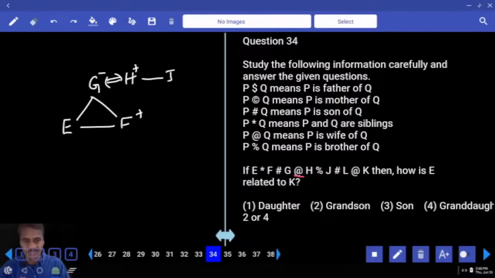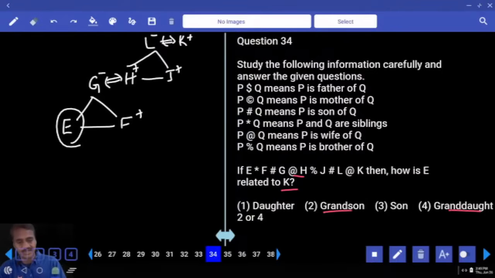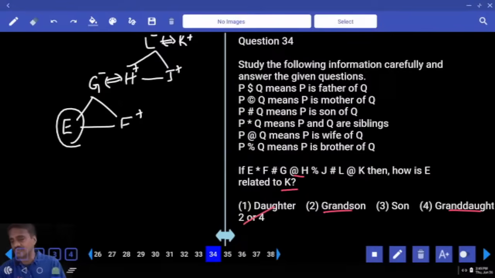And J # means J is the son of L. Now these two persons are the children of L. L @ means L is the wife of K. Then according to this, how is E related to K? Now the gender of E is not known, so E can be grandson or granddaughter. Grandson or granddaughter, that is either 2 or 4, choice 4.